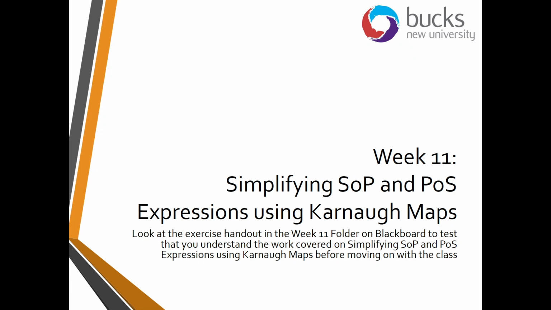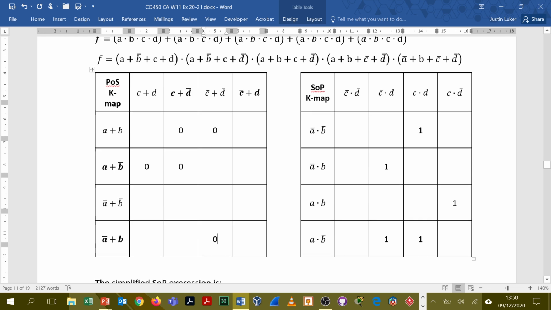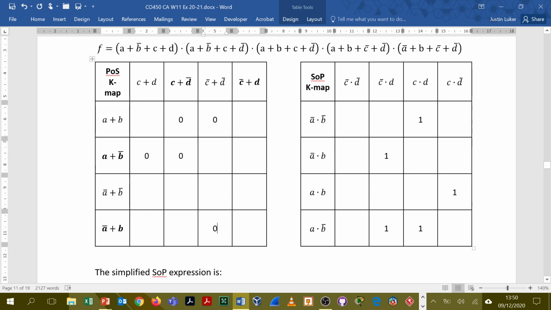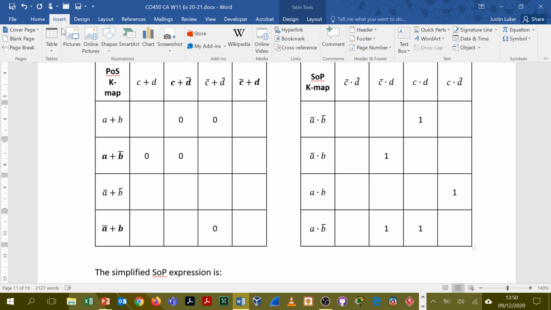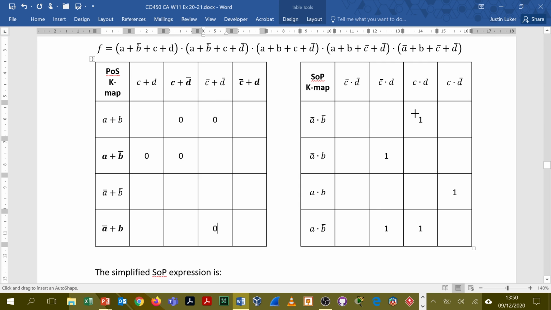So let's go back to our exercise. Here we're back in the exercise. This is what we just mapped out, didn't we? We need to do our prime implicant groups so that we can do the grouping and build the expression. We do the SOP one first. So let's create some groups. I just need a shape. I can make a group with this one.